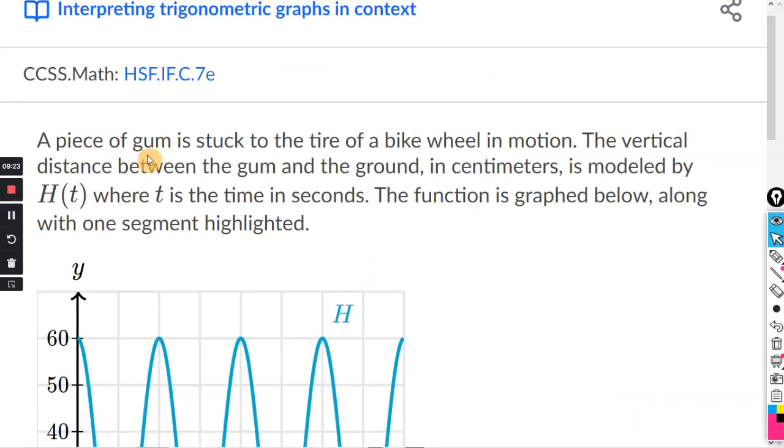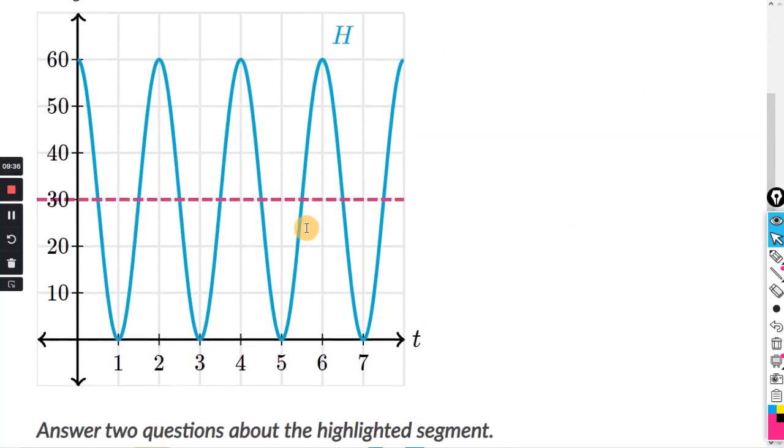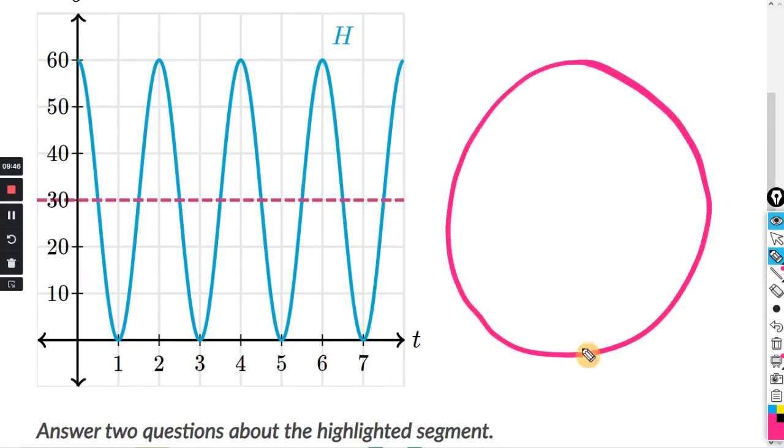All right, piece of gum is stuck to the tire of a bike. Vertical distance between the gum and the ground in centimeters is modeled by this function, h of t, where t is the time in seconds. All right, let's see. So I'm going to draw a bicycle wheel the same size as this graph. All right, a bicycle tire. And we have the ground right here. And we have a piece of gum stuck to the tire.